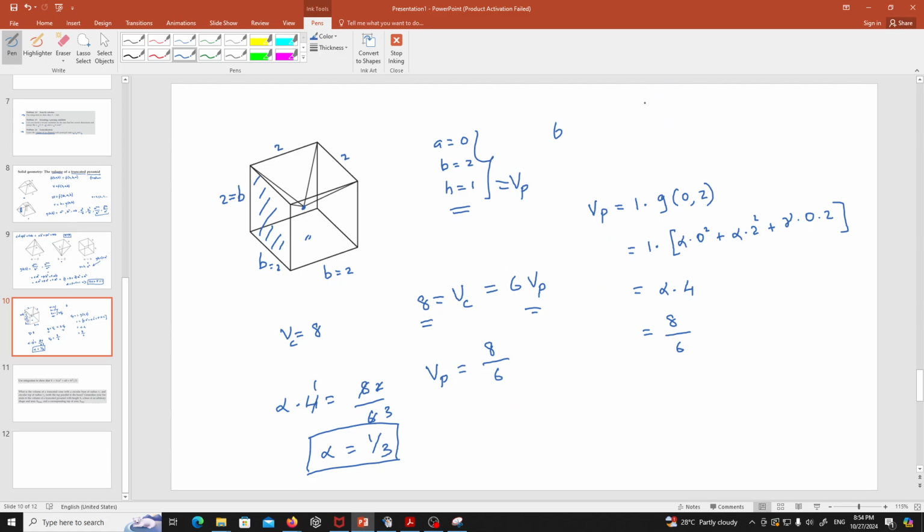So the result we have got so far is V pyramid equals height into g of a comma b, which is equal to height into 1 by 3 a square plus 1 by 3 b square plus gamma, which we do not know, into a into b.